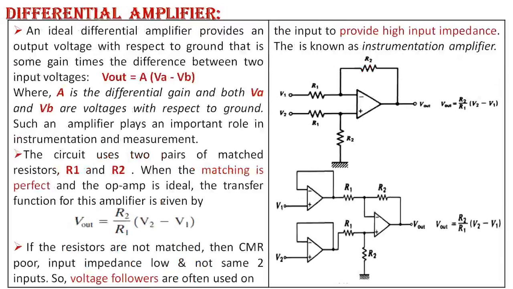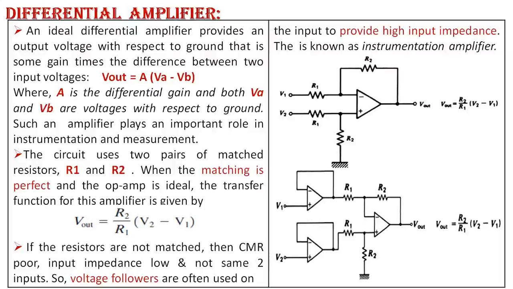The ideal differential amplifier provides an output voltage with respect to ground that is a gain times the difference between two input voltages, where A is the differential gain. Both VA and VB are voltages with respect to ground. Such an amplifier plays an important role in instrumentation and measurement. Vout is equal to A into bracket VA minus VB.